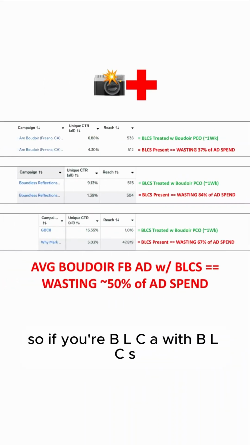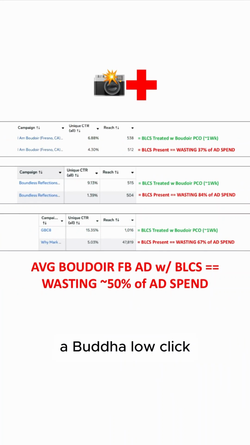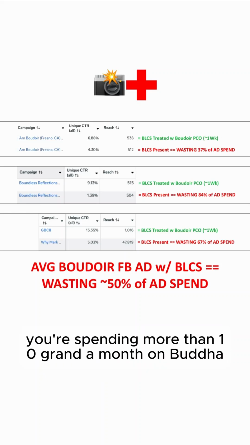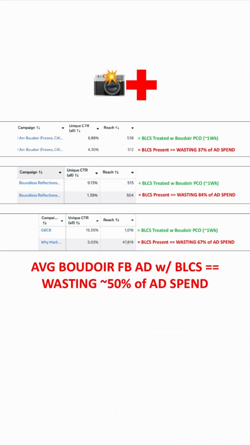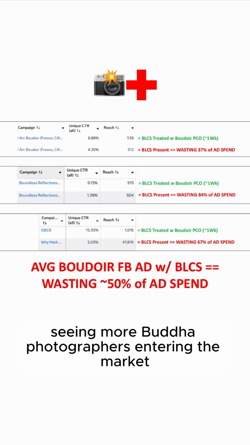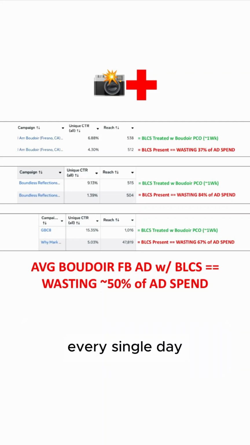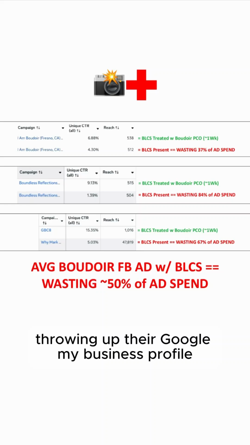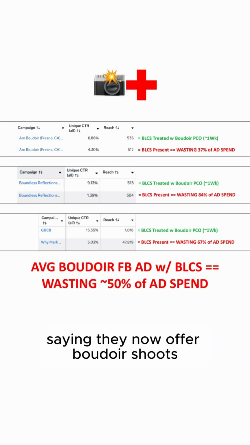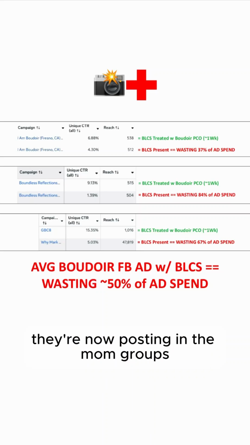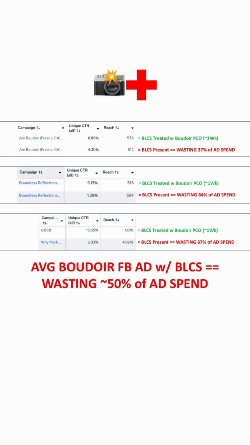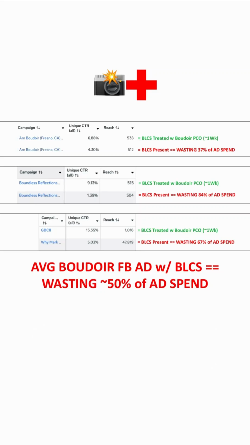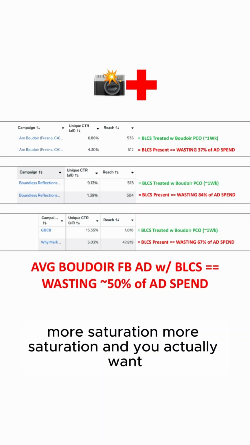So if you're a BLCA with BLCS, a Boudoir low click advertiser with Boudoir low click syndrome, and you're spending more than 10 grand a month on Boudoir Facebook ads, and you're looking into the marketplace, seeing more Boudoir photographers entering the market every single day. Seems like anytime someone gets a new iPhone, they are throwing up their Google My Business profile, saying they now offer boudoir shoots, or if they get a new camera, they're now posting in the mom groups, saying they now offer boudoir shoots. So you see more boudoir photographers in the market competing for the same number of buyers. So more saturation, more saturation, more saturation.